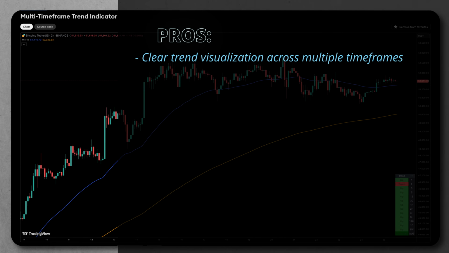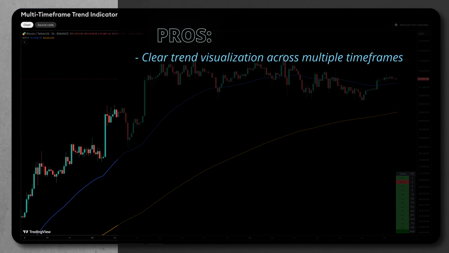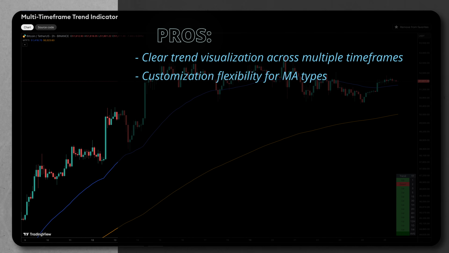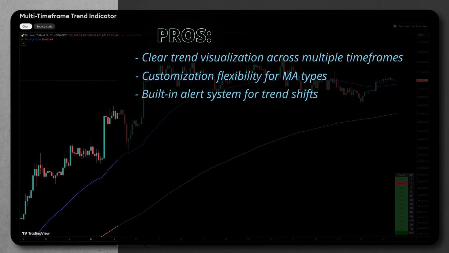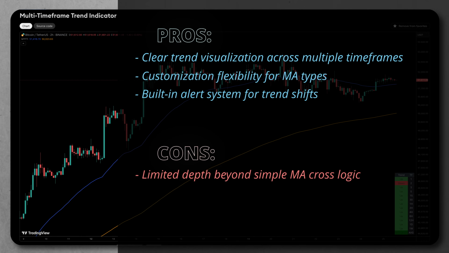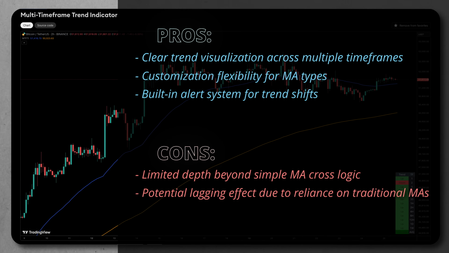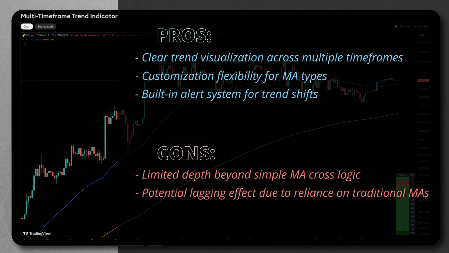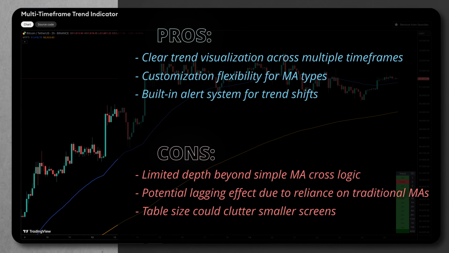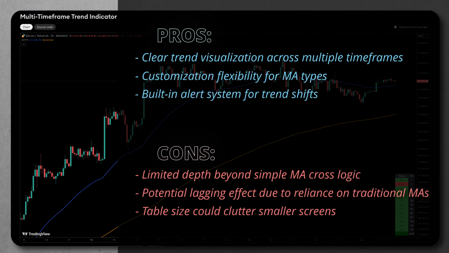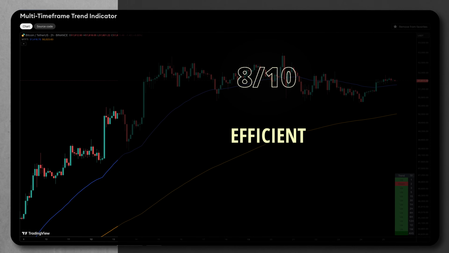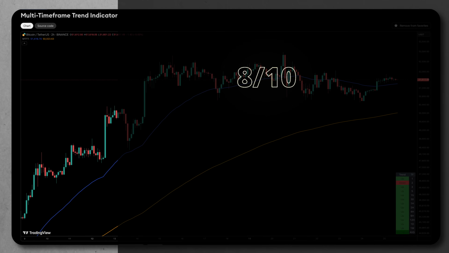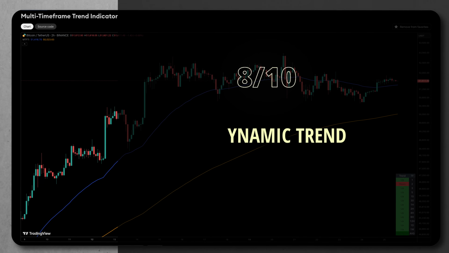Pros: clear trend visualization across multiple timeframes, customization flexibility for MA types, built-in alert system for trend shifts. Cons: limited depth beyond simple MA cross logic, potential lagging effect due to reliance on traditional MAs. Table size could clutter smaller screens. Ranking: 8 out of 10. It provides clean, efficient, multi-time frame trend information with solid customization, but it is fundamentally basic and could benefit from more advanced or dynamic trend detection methods.